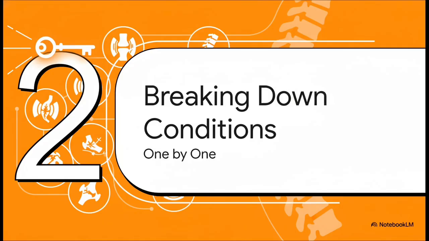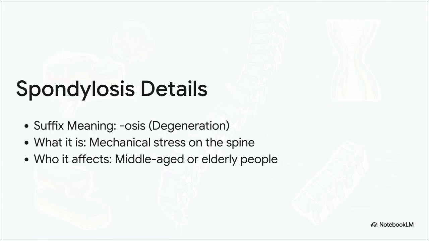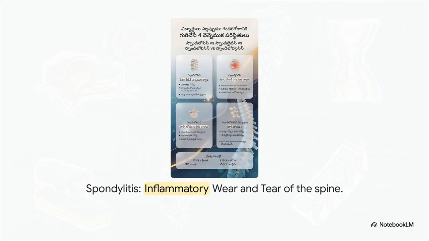All right, now that we have our secret decoder ring, let's put it to use and break down what each of these 4 conditions really means. We're going to start with spondylosis. See that suffix, osis? Right away, that tells us we are dealing with degeneration, good old-fashioned wear and tear of the spine. So you can basically think of spondylosis as age-related arthritis in the spine. It's what happens after years and years of mechanical stress. This is exactly why it usually pops up in middle-aged or older folks, and why the pain tends to get worse when you're active.